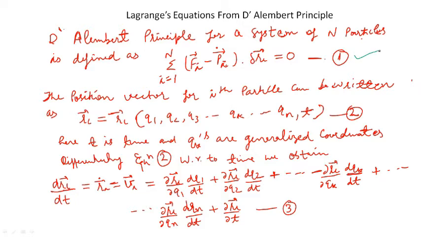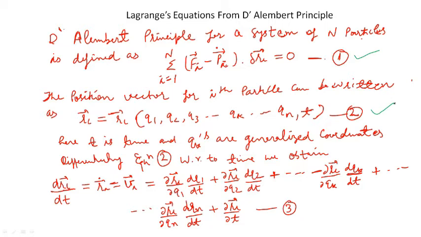Here Fi is the force acting on the ith particle, Pi dot is the reversed effective force, and delta Ri is the virtual displacement of the ith particle. Now the position vector for the ith particle can be written in terms of the generalized coordinates as Ri is equal to Ri(q1, q2, q3, qk, qn, t), and this is equation number 2. Here q1, q2, q3, qk, qn are the generalized coordinates, and t is time.